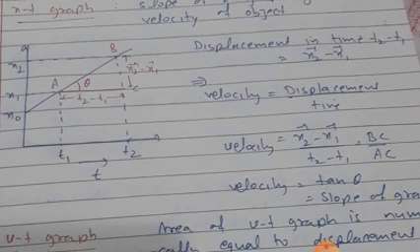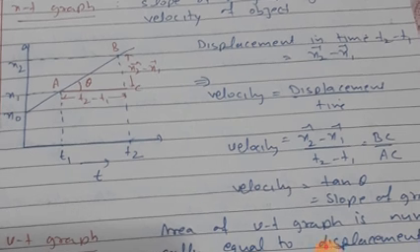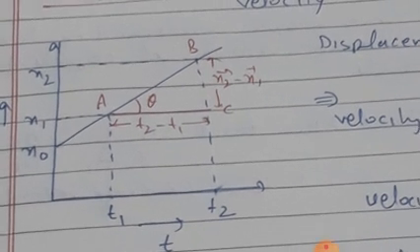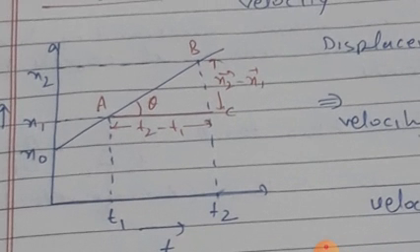The object is moved from x1 to x2. See here, in between these 2 points, suppose we are considering 2 points A and B. So at A, its initial position is x1, initial time is t1. At B, final position is x2 and time is t2. It means since the object has covered the displacement from A to B, we'll say that its position changes from x1 to x2 in time t1 to t2.